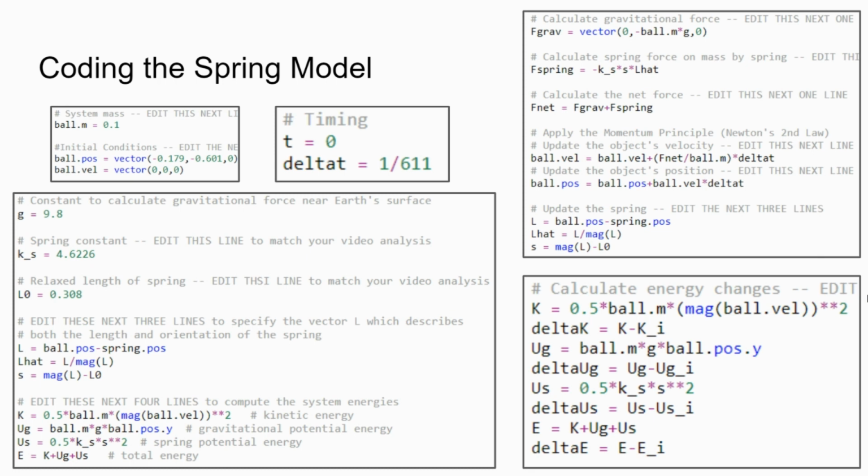Then, in the calculations loop, the velocity and position of the mass were updated using the velocity and position update formulas. These new values were used to update the gravitational force and spring force, which were then summed to compute net force. Kinetic energy, spring potential energy, gravitational potential energy, and total energy were also found with the new velocity and position data. This process was looped repeatedly with a short time interval between iterations to produce a result accurate to real life.